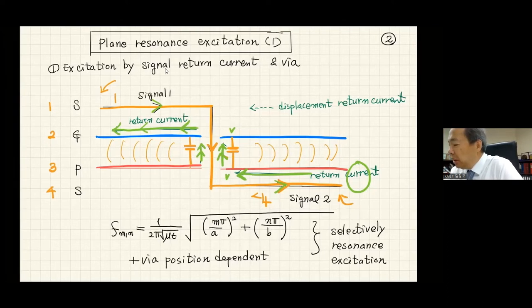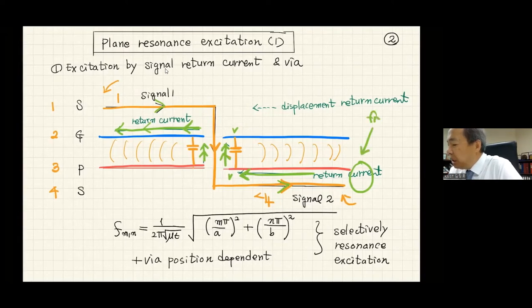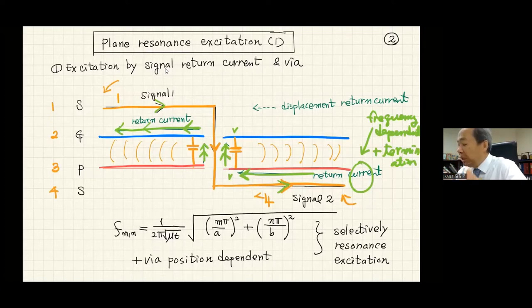This return current is very frequency dependent. Plus termination: depending on how you terminate your signal line, sometimes it is terminated to bias, sometimes to ground, and sometimes with some circuits such as equalizers. So it is a very complicated situation. At low frequencies, it goes through the minimal resistance path. In the medium frequency ranges, it goes through the minimal impedance path, which is usually controlled by the capacitance. So this is one example.